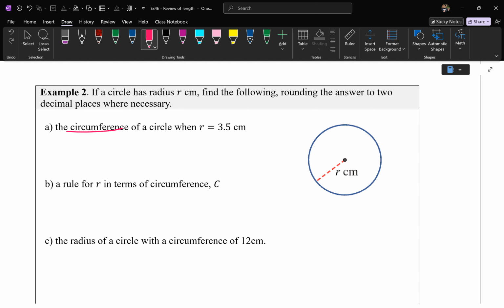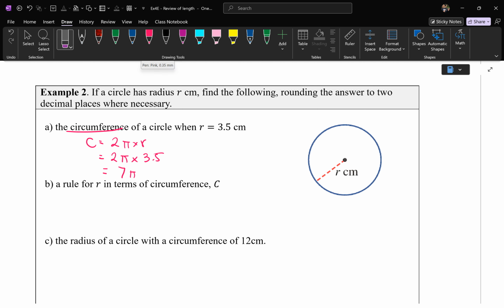2 pi r. My r is 3.5, so you should do 2 pi times 3.5. The exact value is double of 3.5 is 7, so you can write 7 pi, but since they asked us to round to 2 decimal places where necessary, in this case, I can round 7 pi by typing on my calculator. So here we go.